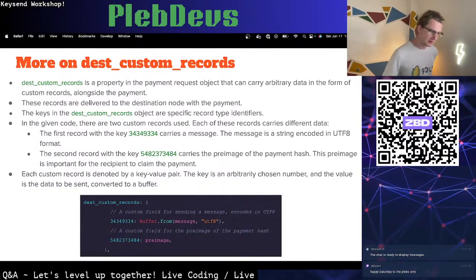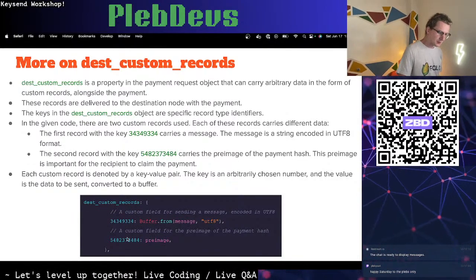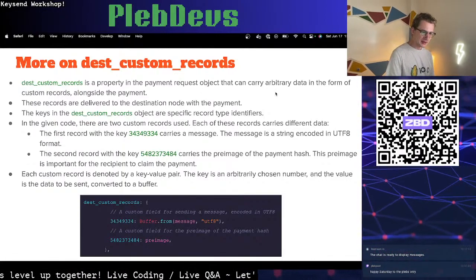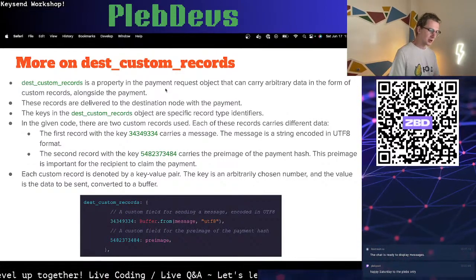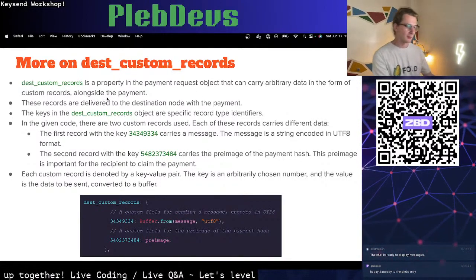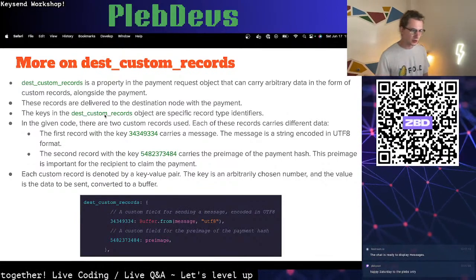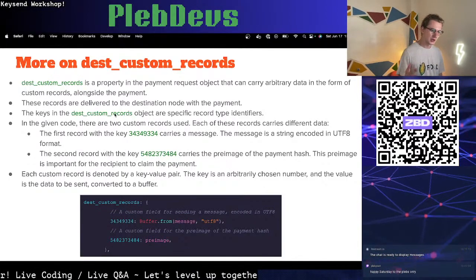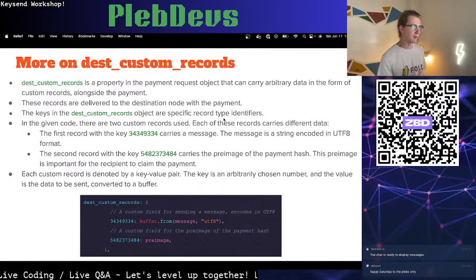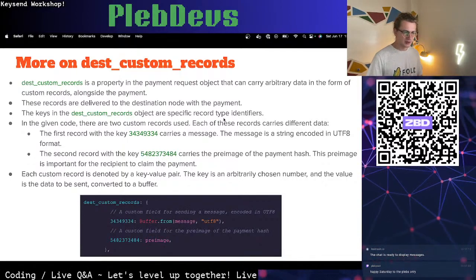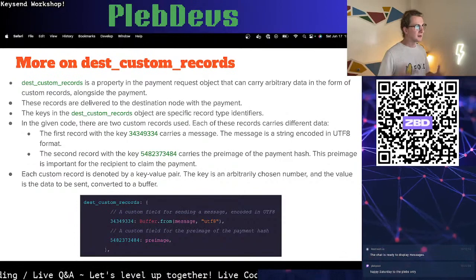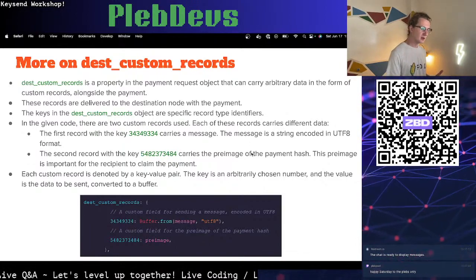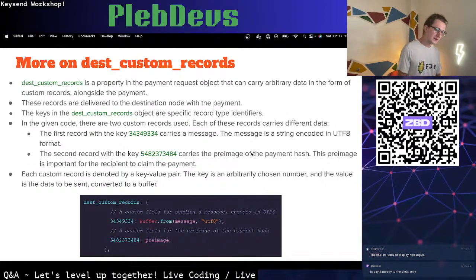So more on dest custom records. This was the object we saw before. It's a property, and the payment request can carry arbitrary data. This is where you put that arbitrary data. Custom records alongside the payment. These records are delivered to the destination node with the payment. The keys in the destination custom records object are specific record type identifiers. I didn't really know what that meant at first, but I was like, okay, they're IDs. The IDs mean something. And why they chose these IDs, so far it seems arbitrary to me, but these are the IDs they are.